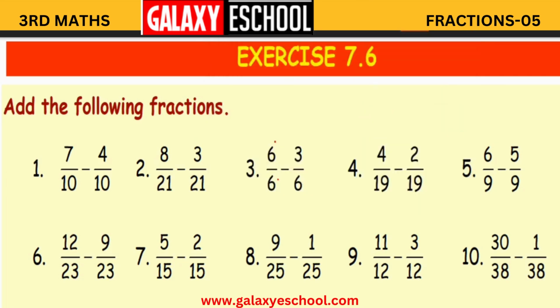Next question. 6 by 6 minus 3 by 6. 6 minus 3 divided by the common denominator 6. 6 minus 3 is equal to 2 divided by the denominator 6.